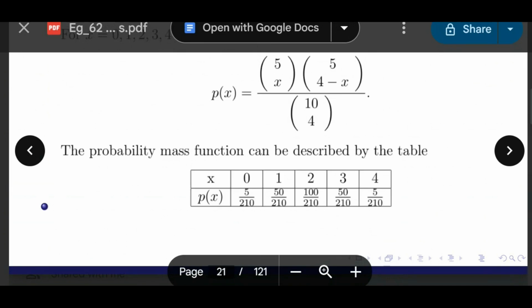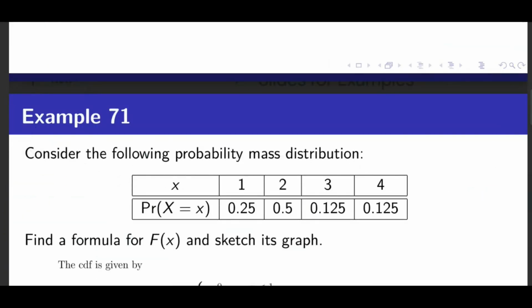So example 71, consider the following probability mass distribution. So this is not a CDF. This is just a PMF or PMD, okay? This is a distribution of probabilities for a discrete random variable. It can take values 1, 2, 3, or 4, and with these probabilities. Find a formula for, okay, notice capital F, capital Fx, which just means what's the probability of you seeing this value or less, right?